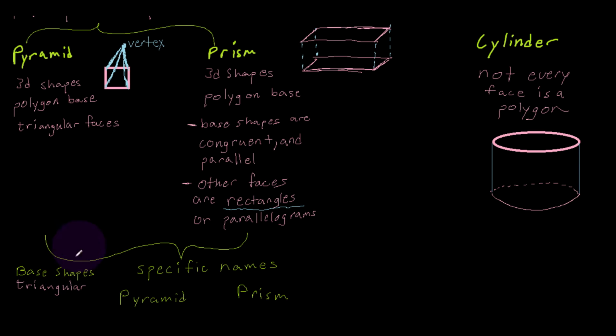And let's just look at two more real quick. What if we had a square base? Well, then you would call it, if it was a pyramid, a square pyramid. If the base shape was a square and it was a prism, you would call it a square prism, or simply a cube.